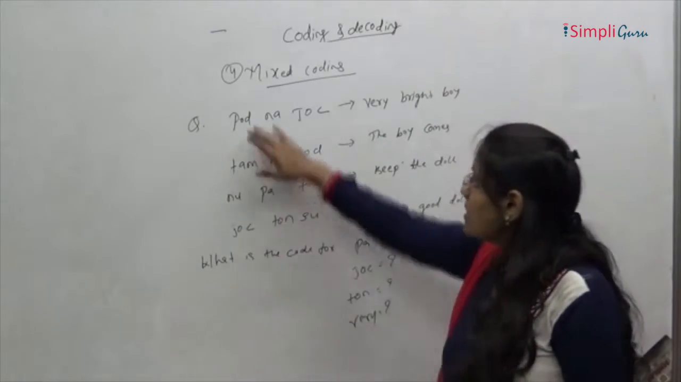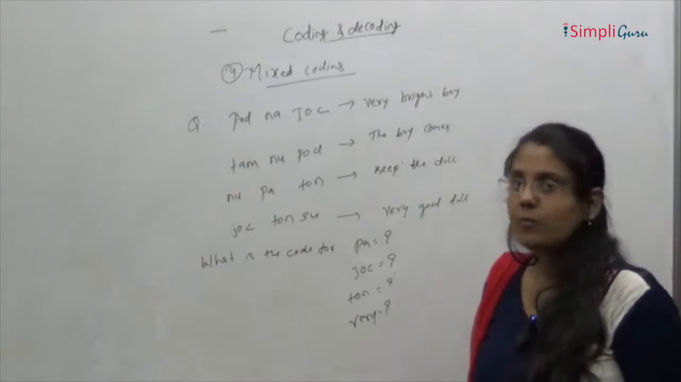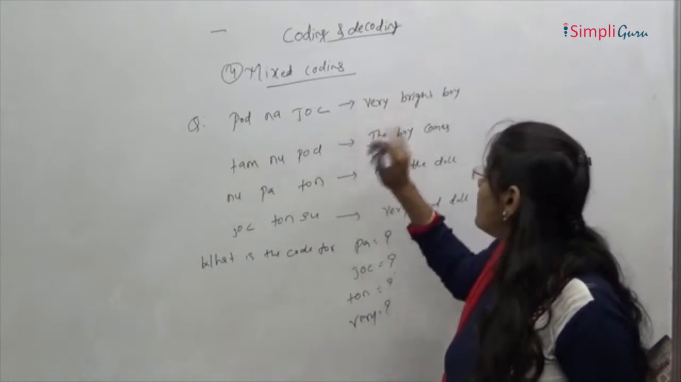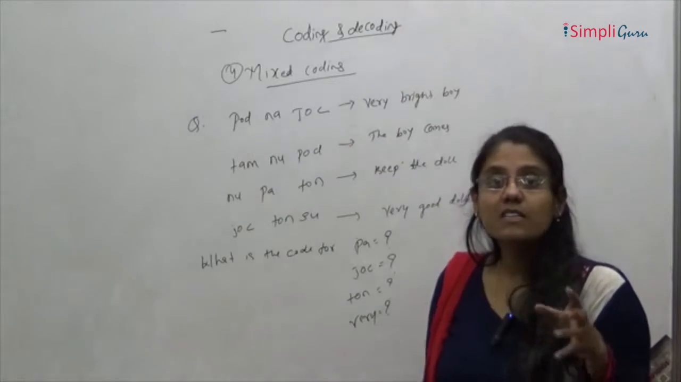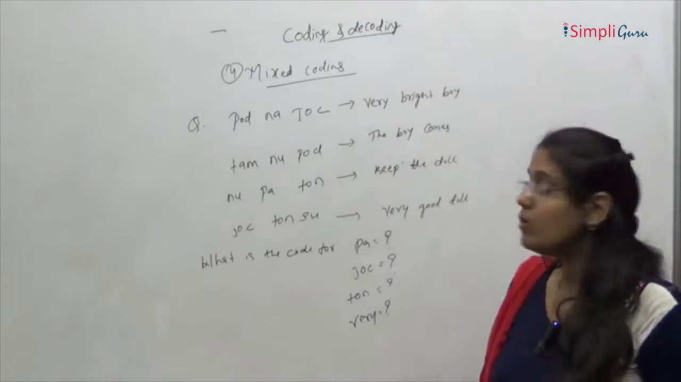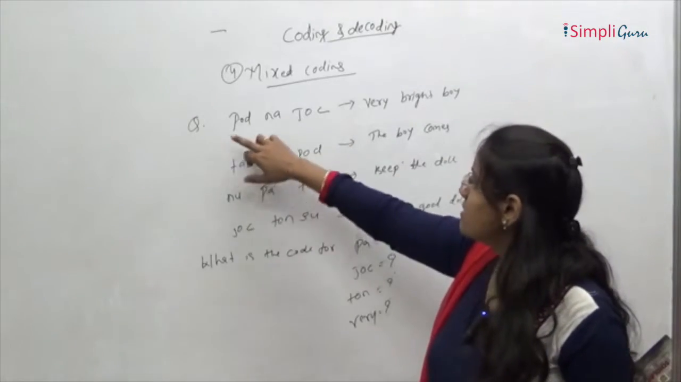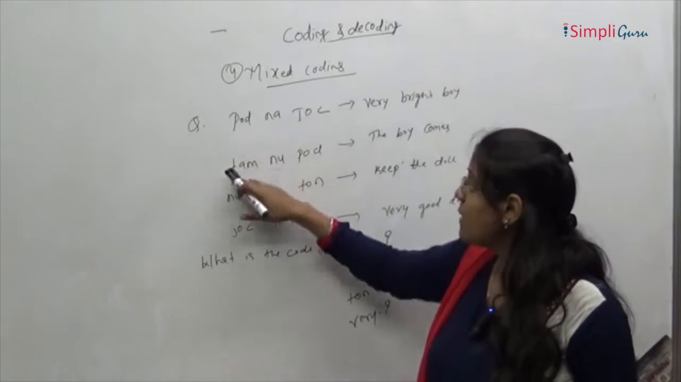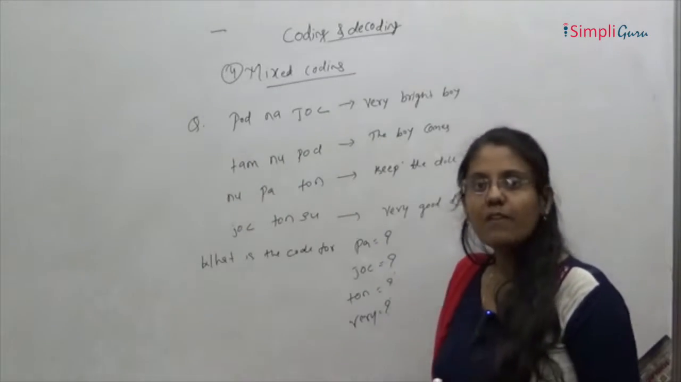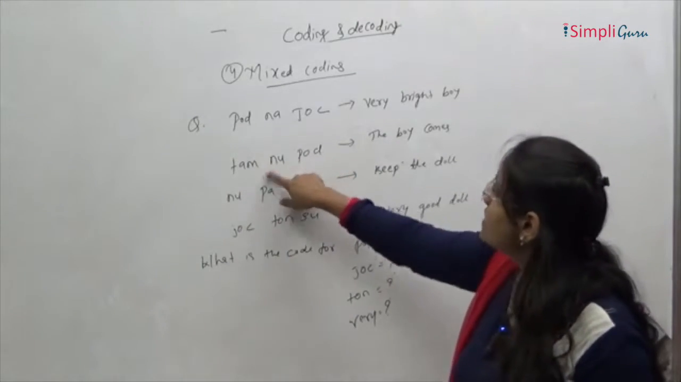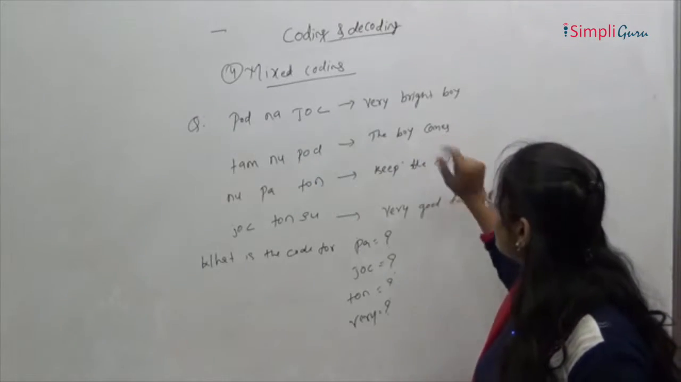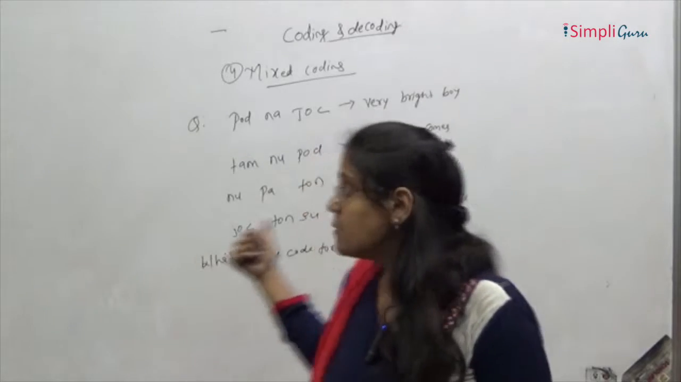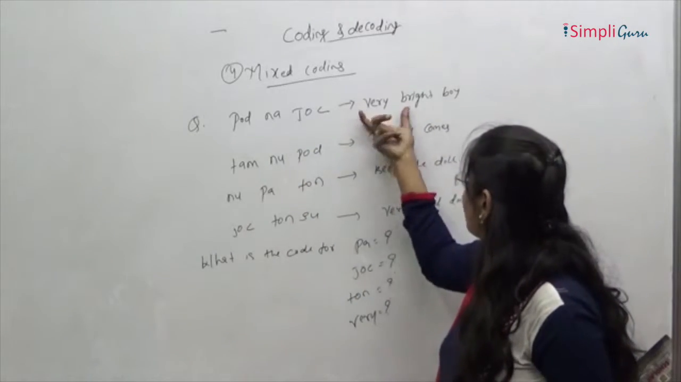If I ask what is the code for pod, usually people will think pod is coded with vary, na is coded with bright, jog is coded with boy, but it's not correct. How? I will tell you. In the first statement I have pod, coded with vary. In the second statement I again have pod, but at the third position the code is comes. So for the same pod I would get 2 different words, one is vary, the second is comes.